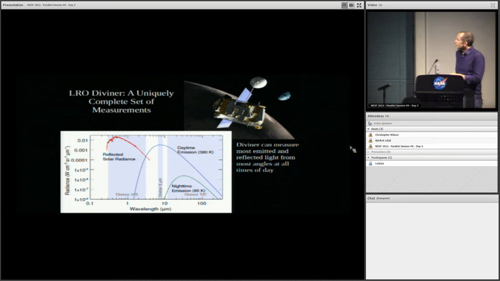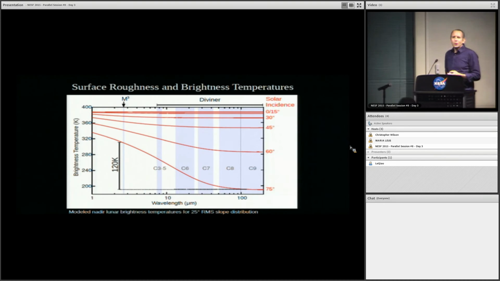And then the third key point here, you can see it in the shading, is that Diviner's spectral coverage is actually quite wide. This is shown in wavelength. We have these visible wavelength broadband channels, which capture most of the reflected solar radiance from the lunar surface. We've got these 8-micron and longer wavelength thermal channels, which collect much, if not most, of the daytime emission, as well as the nighttime emission. So we can collect basically most of the photons coming off of the moon from all directions at all times of day, and that's quite a set of measurements, at least from my perspective.